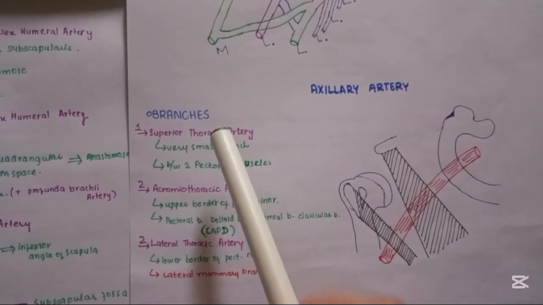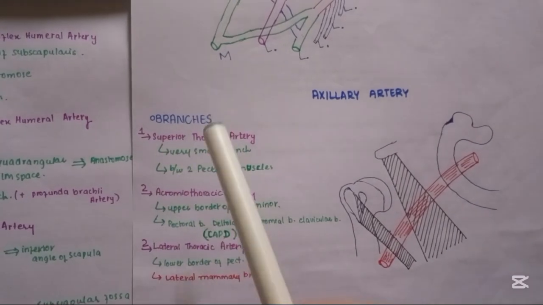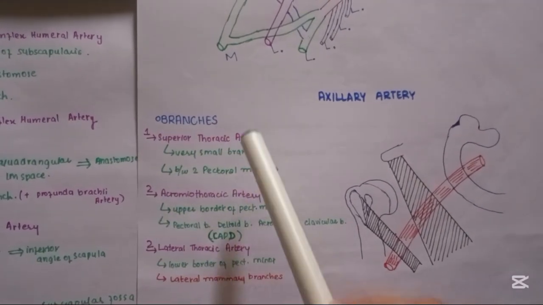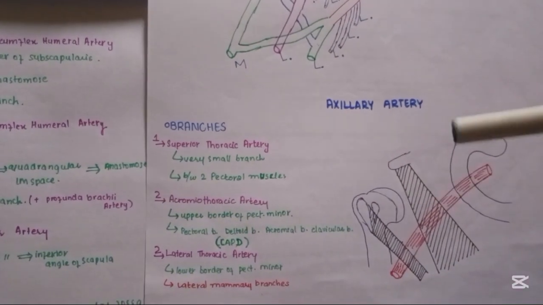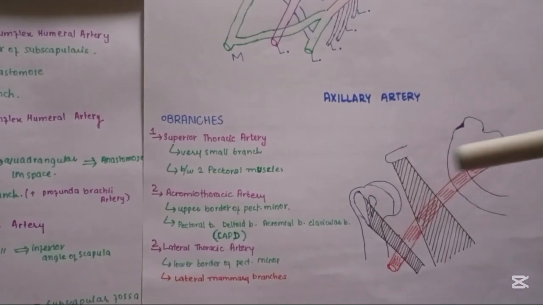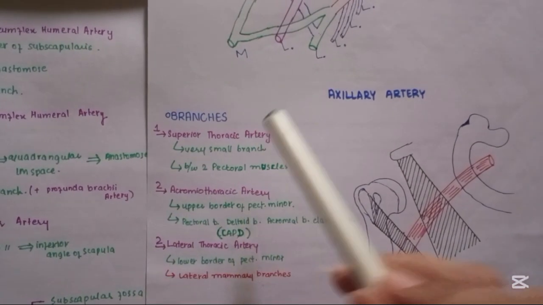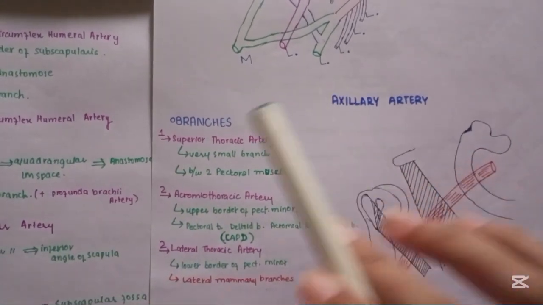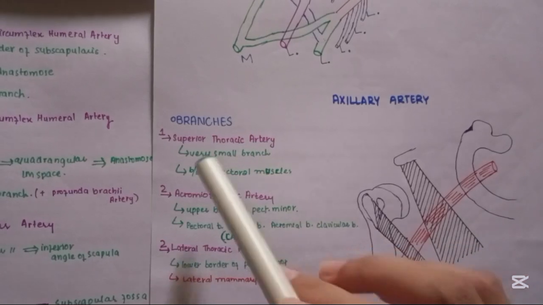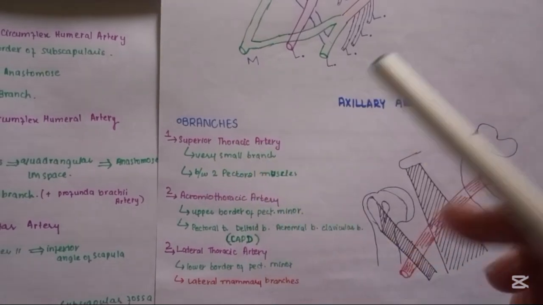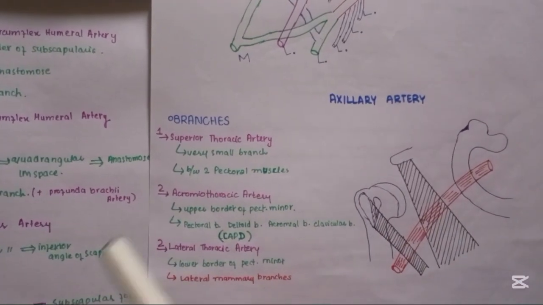Superior thoracic artery is a branch of first part. It's a very small branch, and its course is DFM, downward, forward, and medially. It passes between two pectoral muscles, and because it's a very small branch, it ends by supplying these muscles and the thoracic wall.